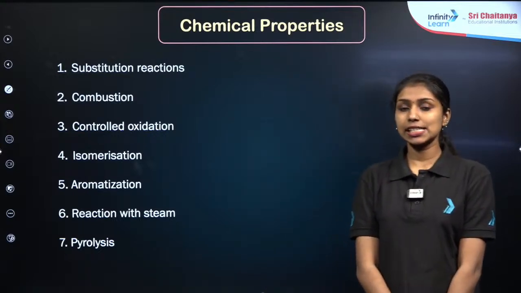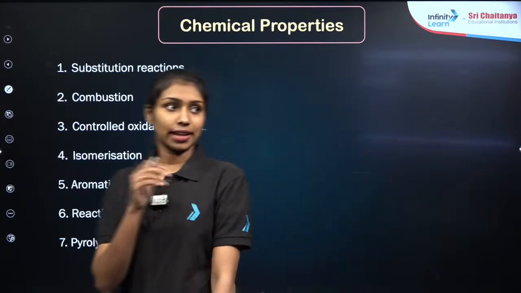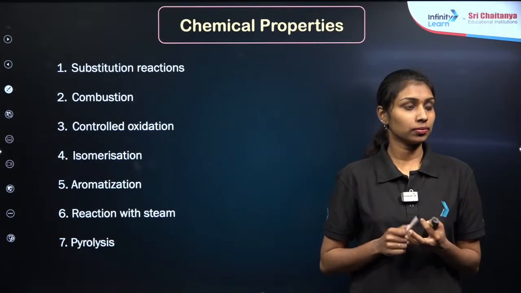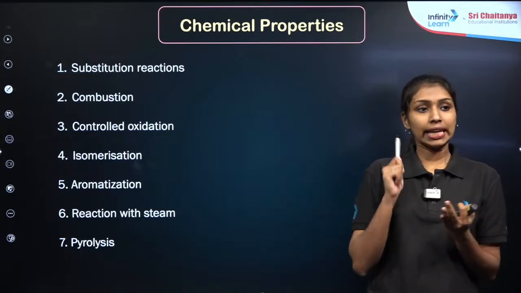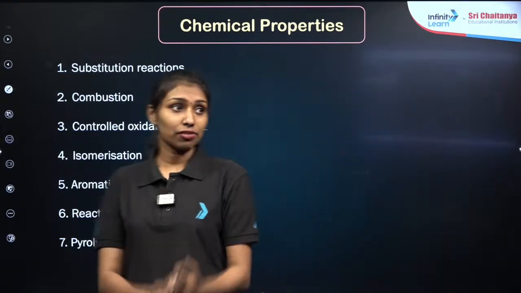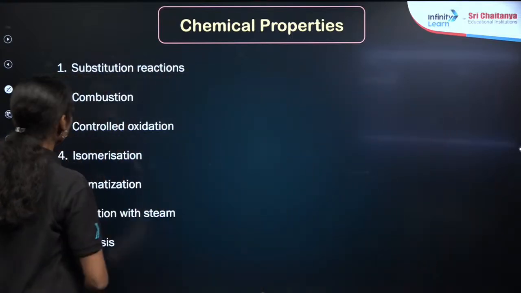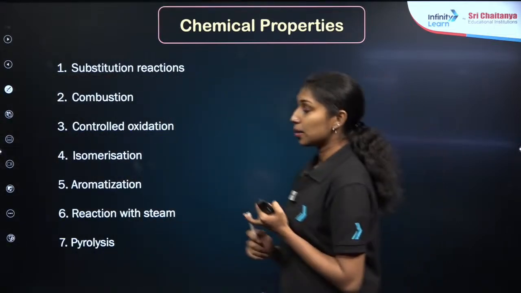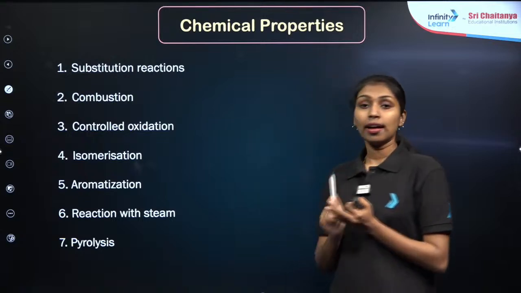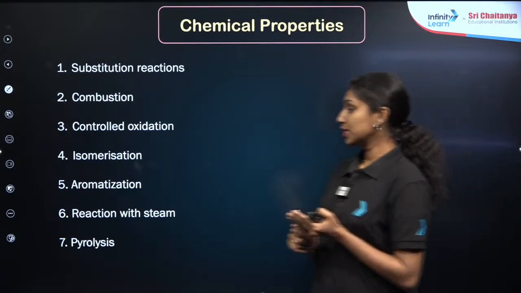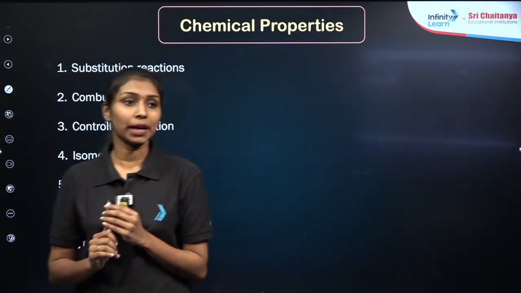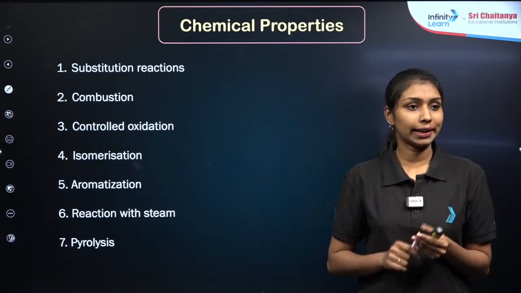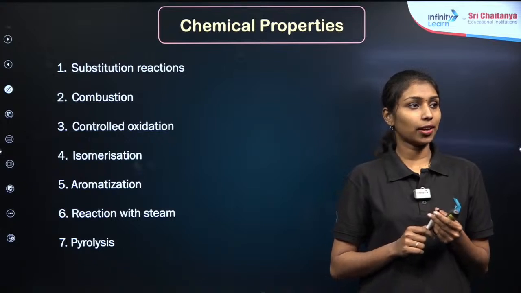While watching this session, try to make your own notes. Try to practice along with me and make the notes. In the chemical properties of alkanes, we are going to discuss these 7 types of reactions. First one is the substitution reaction, then combustion, controlled oxidation, isomerization, aromatization, reaction with steam, and last one is pyrolysis. Ready? Let us start now.